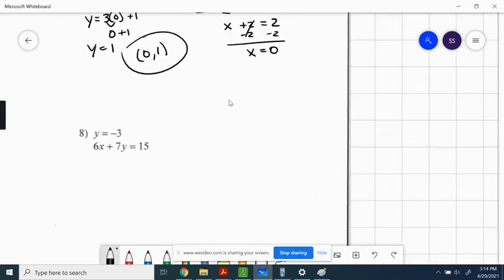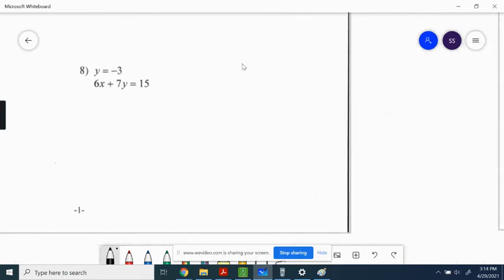All right, I think I'll do number 8 as well. Even though this one's a little bit easier, it might trick you up. So this one, we are already given one of our values, so y is just equal to -3. So what we're going to do is take that -3 and plug it into the bottom equation. So we have 6x plus 7 times -3 equals 15.